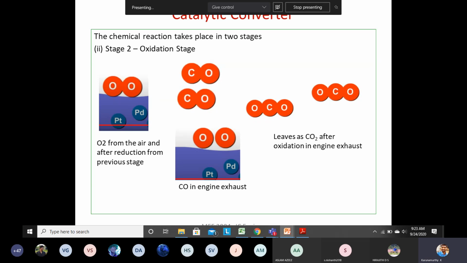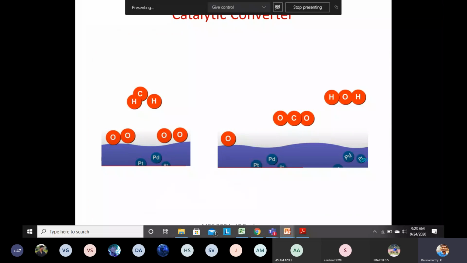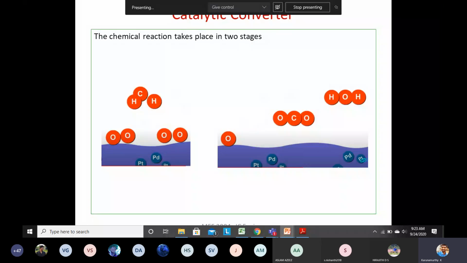So now one more harmful emission is there, right? That is unburned hydrocarbon. That unburned hydrocarbon also is going to undergo oxidation. So in the second stage of the catalytic converter reaction, we are going to have oxidation. In the oxidation process, carbon monoxide has become carbon dioxide initially, and the unburned hydrocarbon that is present in the engine exhaust, when it comes in contact with the oxygen, this hydrogen will react with oxygen, and it is going to form H2O.